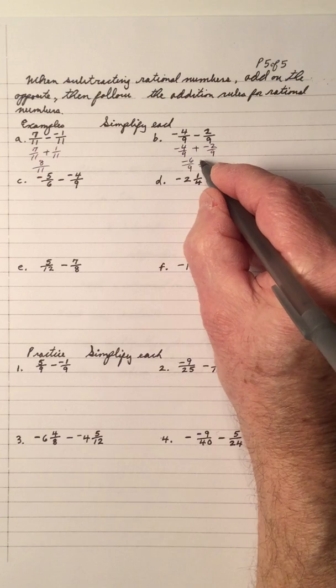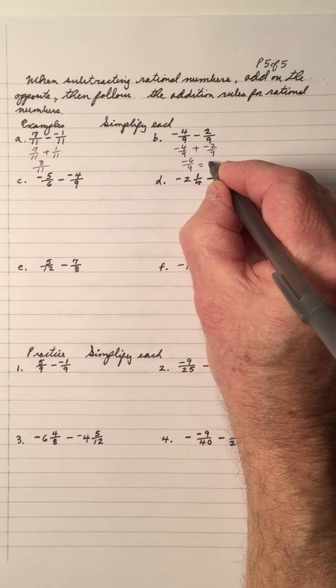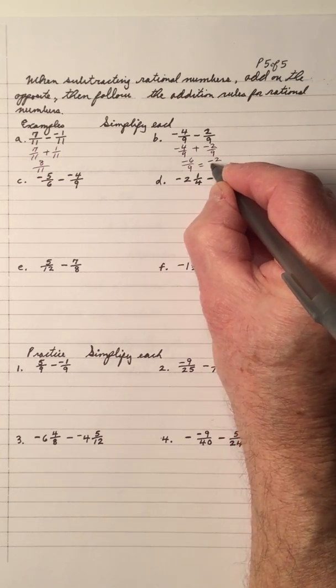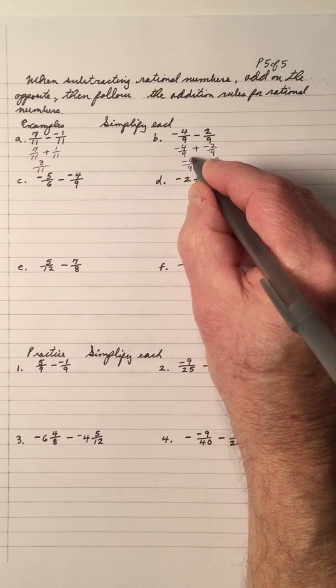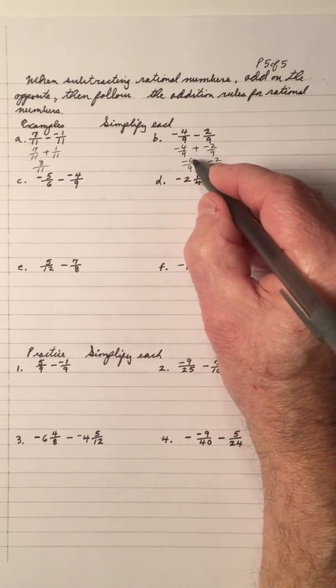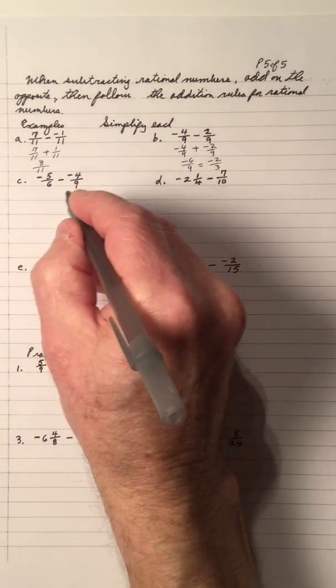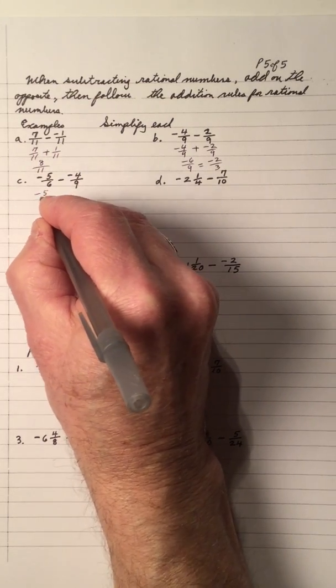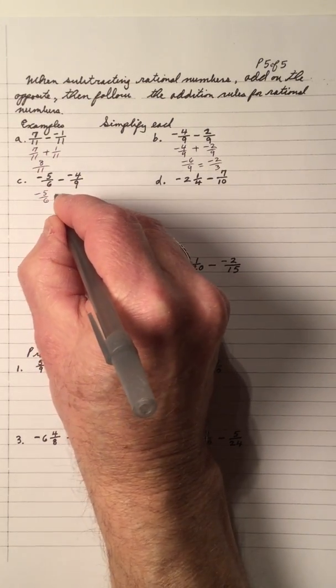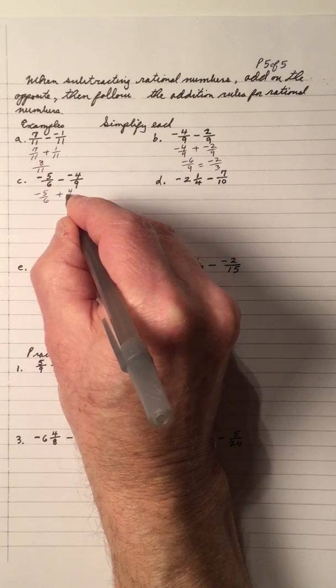And notice 3 goes into both of these numbers. 3 into negative 6 is negative 2. 3 into 9 is 3. The GCF is 3, so you divide both sides by 3. So when you subtract, you add on the opposite, which is 4/9.